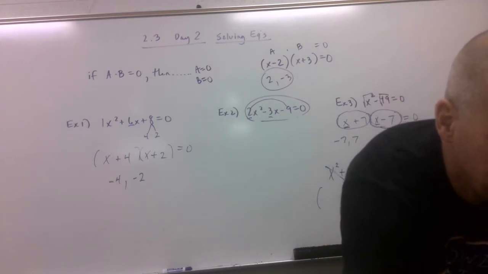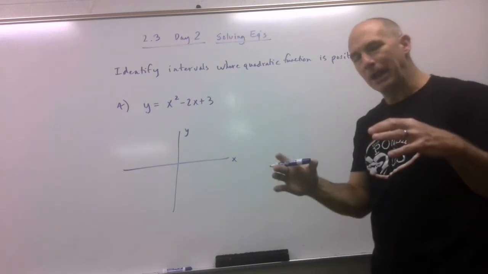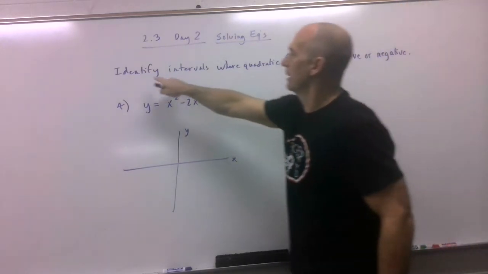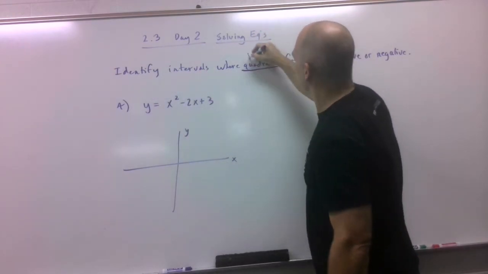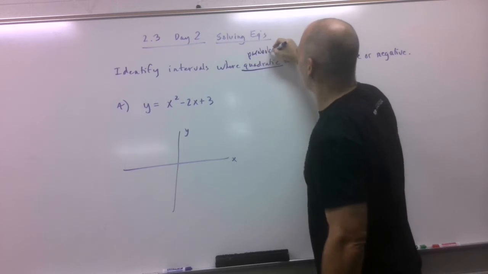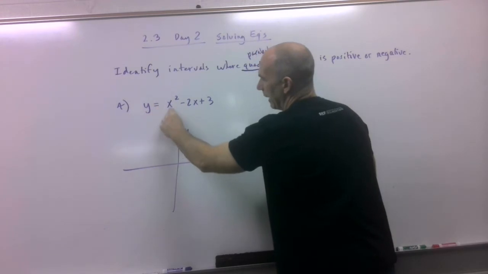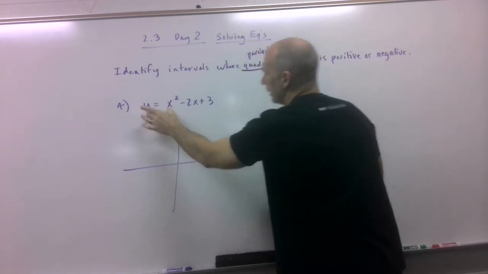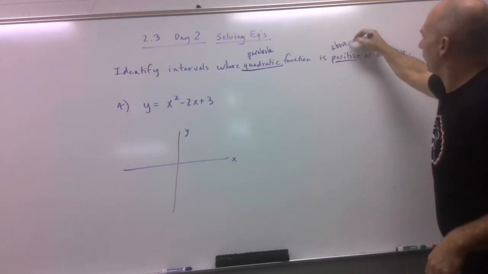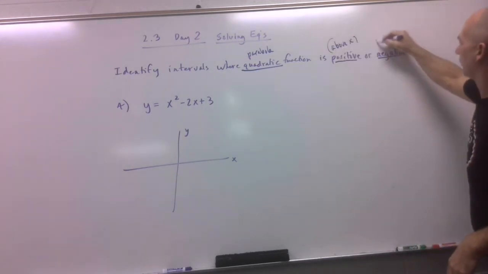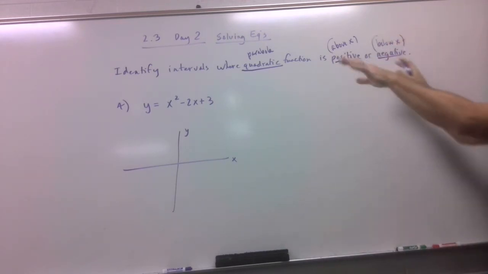That's about half. All right, now we're going to take what we learned and actually apply it to a real parabola. They're going to ask us questions. Identify the intervals, we'll talk about that in a minute, where the quadratic, that's just a fancy name for a parabola, function. Now how do we know it's a parabola? Just look at this, y equals x squared. You guys have had enough of those. And where it's positive, which means it's above the x-axis, or negative, that just means it's below the x-axis. Keep all that in mind.